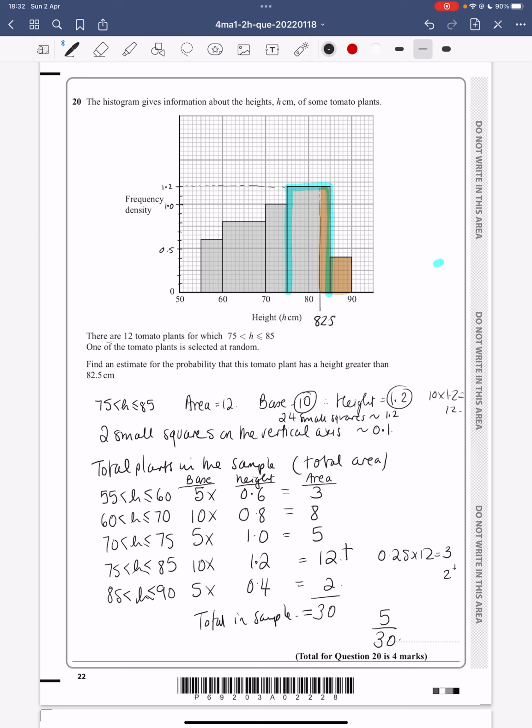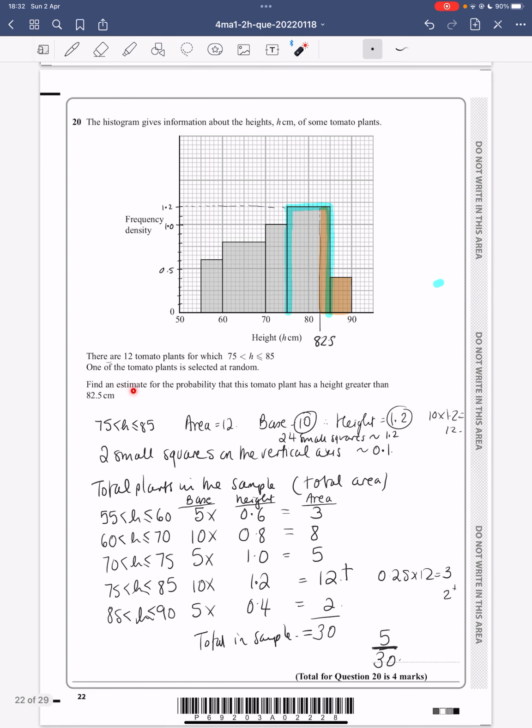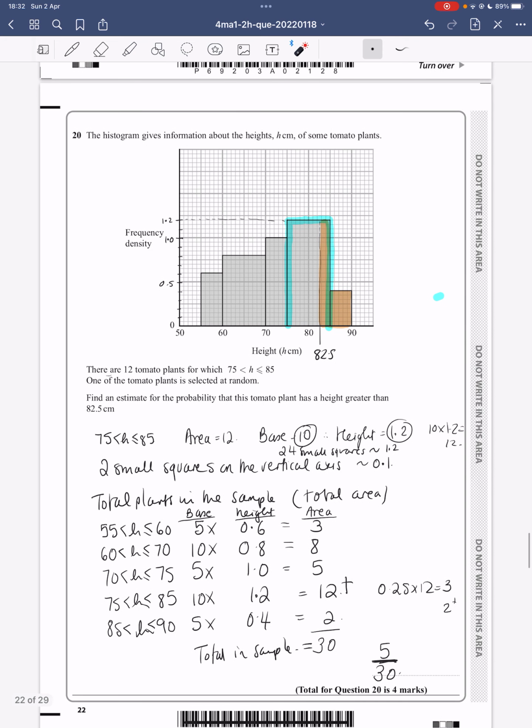Okay, so it's going to be out of 30. So we need to work out, as an estimate, the number of plants that are greater than 82.5. So it's all these here. So this orange bar here, this first bit here, that's a quarter of this 12. So that's 3. Quarter times 12 is 3.